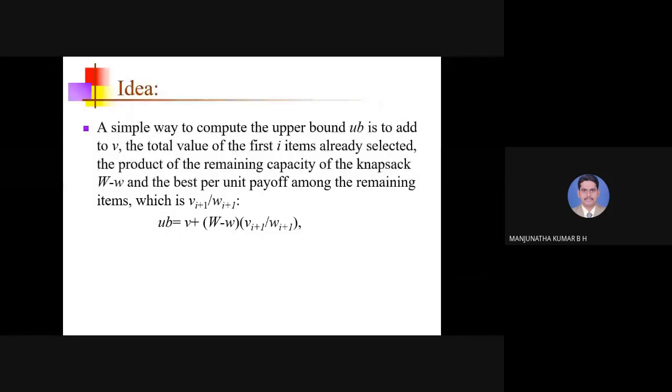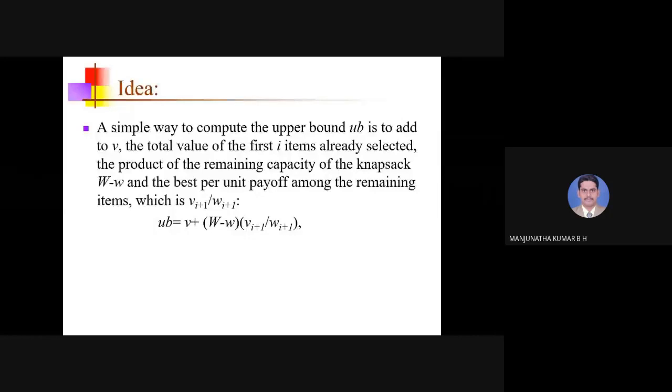So however many items you place in the knapsack, big W minus small w will give you the remaining capacity. For example, if the knapsack capacity is 6 and I have placed 2 items with total weight 3, then W minus w is 3. 3 will be the remaining capacity. That remaining capacity is multiplied with the profit weight ratio of the next item. If you are calculating the upper bound for the ith item, then you have to multiply it with the profit weight ratio of the i plus one item. The value of this formula will be the upper bound value.